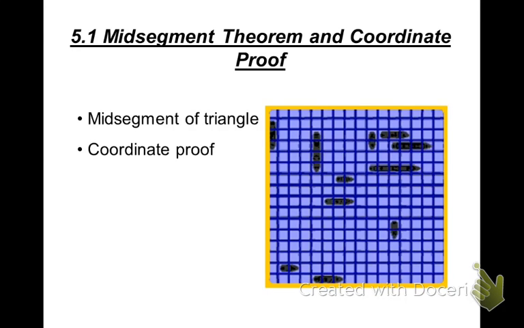All right, so section 5.1 is on the mid-segment theorem and coordinate proof. And we have a nice cool picture of a battleship right here because that's what coordinate proofs are like. They're like battleship.